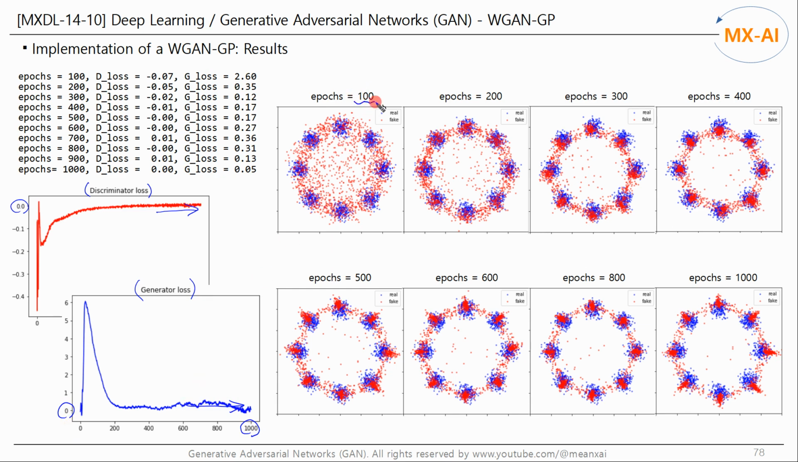After 100 epochs, the distribution of fake data is as follows. The red dots are fake data G of Z generated by the generator, and the blue dots are real data X. After 200 epochs, the distribution of fake data is as follows. The fake data is now a little closer to the real data. After 1,000 repetitions, the fake data became very similar to the real data.